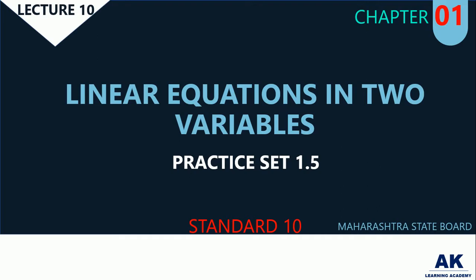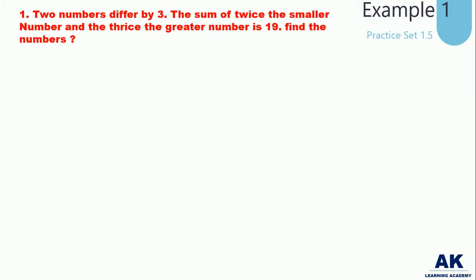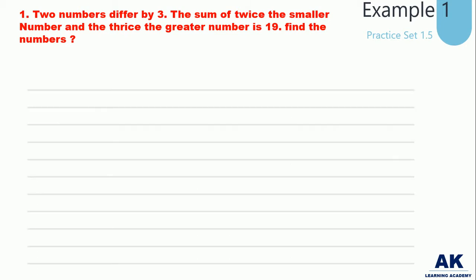In this video, we will discuss practice set 1.5. Okay, here is the first question. Two numbers differ by 3. The sum of twice the smaller number and thrice the greater number is 19. Find the numbers. Okay, let us discuss.